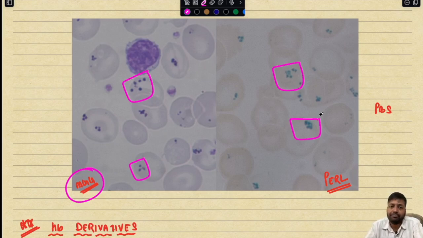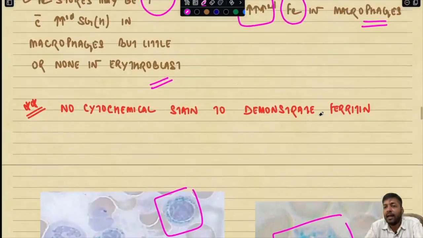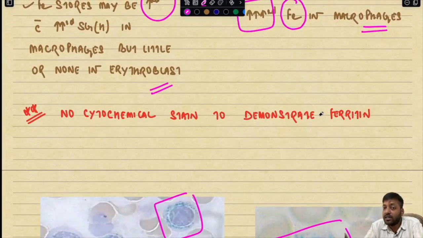Now this is the first important thing, highlighting the siderotic granules in different conditions that we have seen.